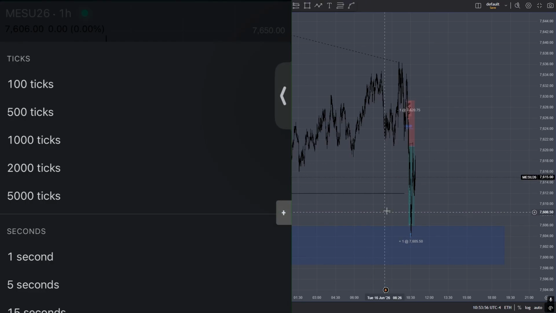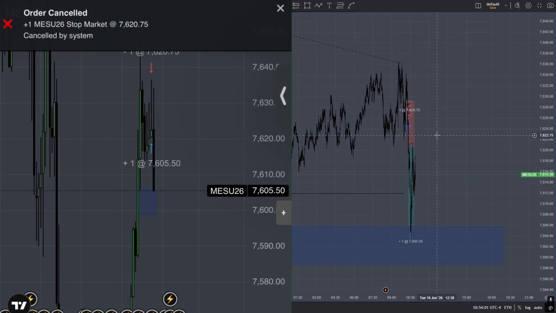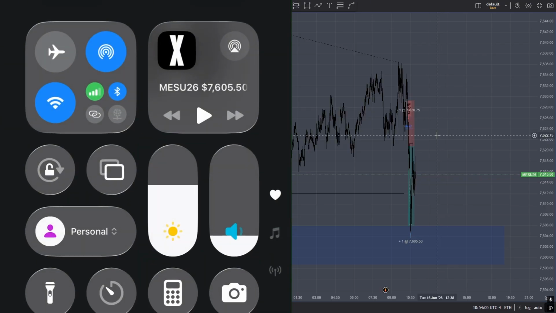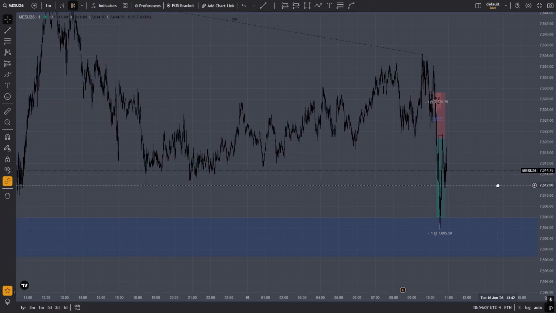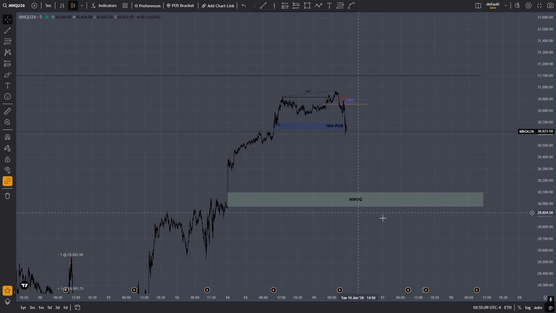Leaving it down here was a little bit of a stretch, but it was to ensure order risk to reward. I want to make sure that my trades are getting at least 1 to 5. So that was good. I want to see us sell off a bit more. We're probably going to come back.